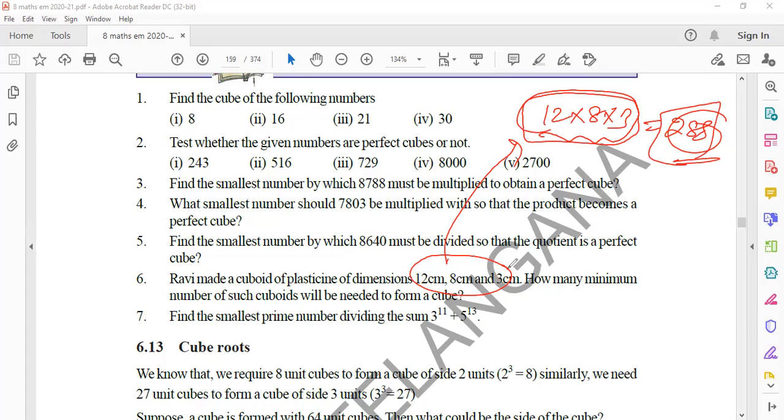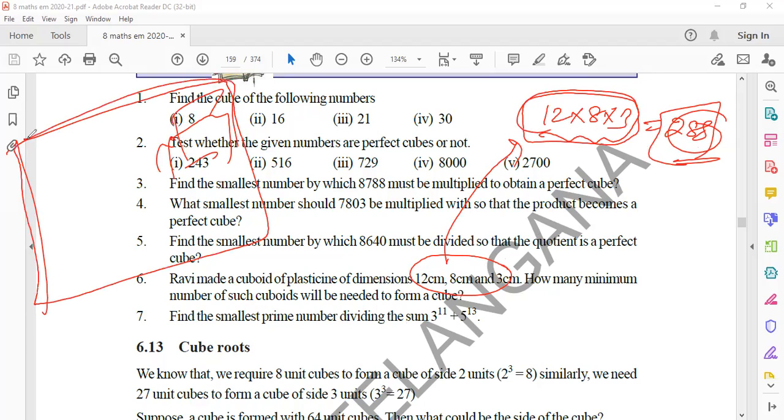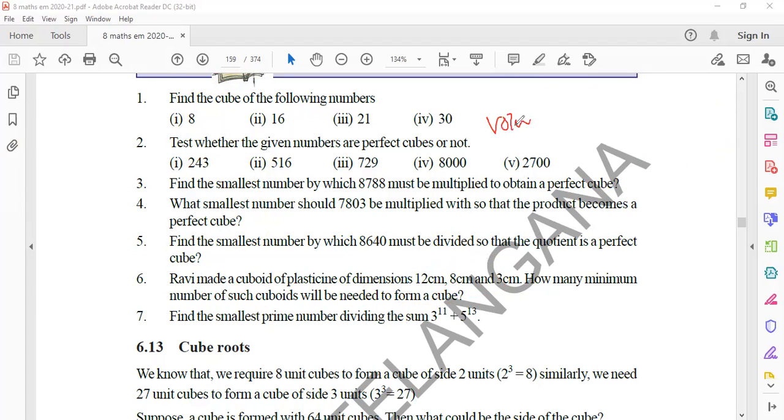288 cuboids like this, as I told you just now. When you make an arrangement of these 288, it looks like a perfect cube model. First find the volume of the cuboid, that is length into breadth into height. That is 12 into 8 into 3, and the answer is 288. The 288 cuboids are required to make a perfect cube. The answer of the sixth question is 288.